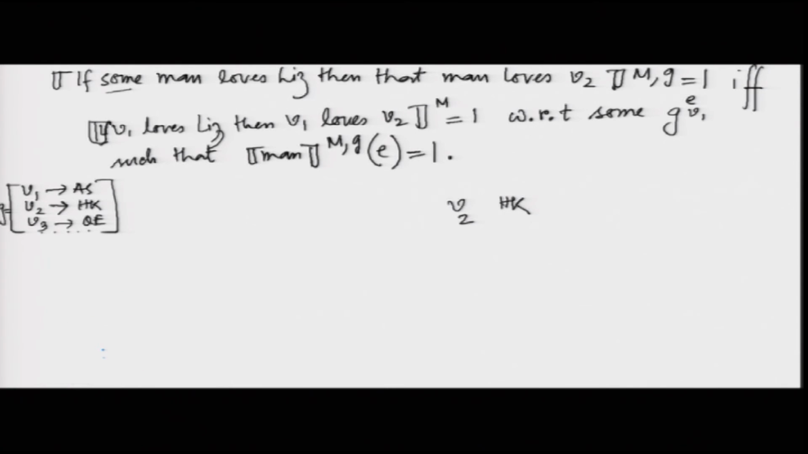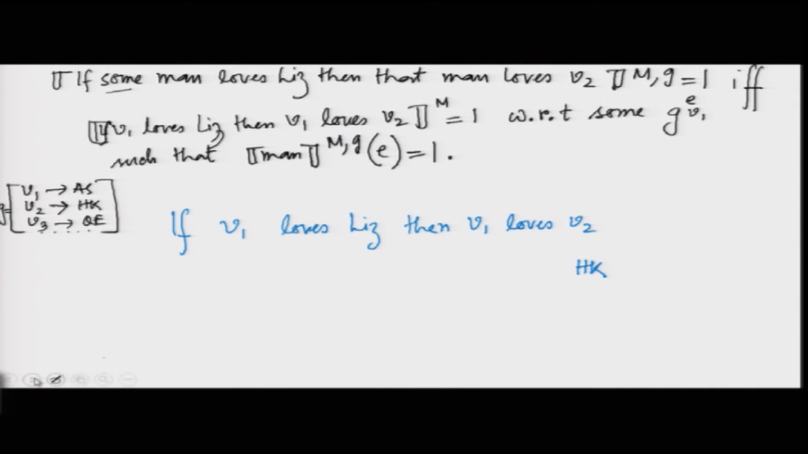So we know that there are 4 individuals. So we just write V1 loves Liz. If V1 loves Liz, then V1 loves V2. This is our sentence, and V2 is just one thing, so we don't have to worry about V2. So V2 is HK, but V1 now varies.